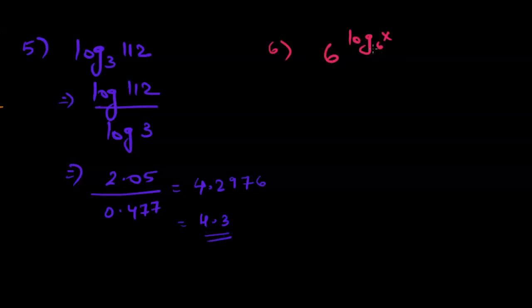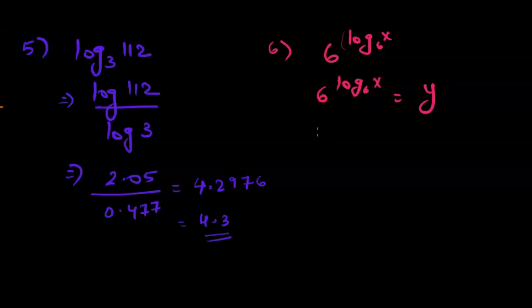6 to the power of log to the base 6 of x. So this is an exponential function problem where the power is written in terms of log. In order to solve this question, we would first write this whole thing in terms of another variable. So 6 to the power of log to the base 6 of x is y. Now to solve this, we would change it to logarithmic function form, because this is 6 to the power of something equal to y. Basically, this is exponential function form.